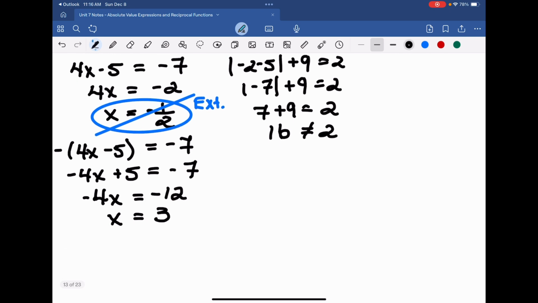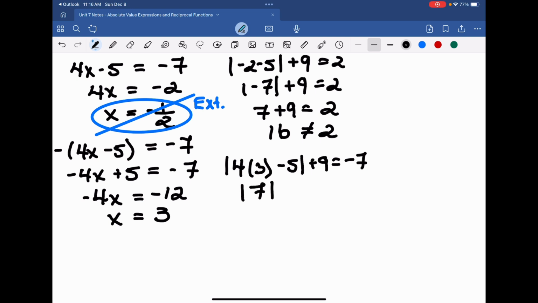All right, now we need to do the same thing for our second value. We're going to do the absolute value of 4 times positive 3. So I'm going to write in brackets, and let's just clean that up a little bit. There we go. Minus 5, absolute value, plus 9 is equal to negative 7. I write this as 12 minus 5. 12 minus 5 is the absolute value of 7, plus 9 is equal to negative 7. And then this is going to give us 7 plus 9 is equal to negative 7. And that is where we have 16 does not equal negative 7.